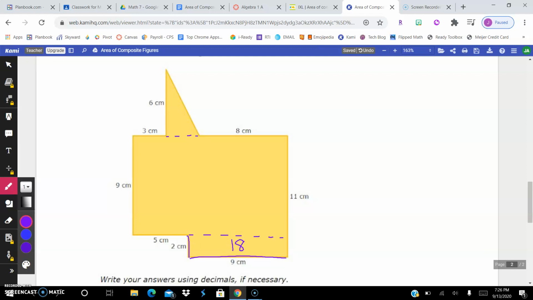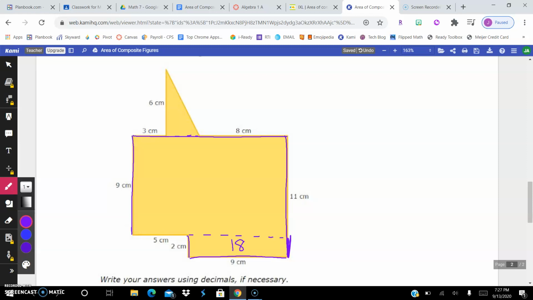Then this rectangle over here, we got to be careful. This side is labeled 9 and this side is labeled 11. I don't want to use the 11 for this one because that 11 is including that little rectangle down there that we've already taken care of. So I definitely want to use that 9. Now I need to figure out the width here. Well, I don't have enough information at the top because I only have a 3 centimeter, then that bottom of that triangle is not labeled, and then I have 8.